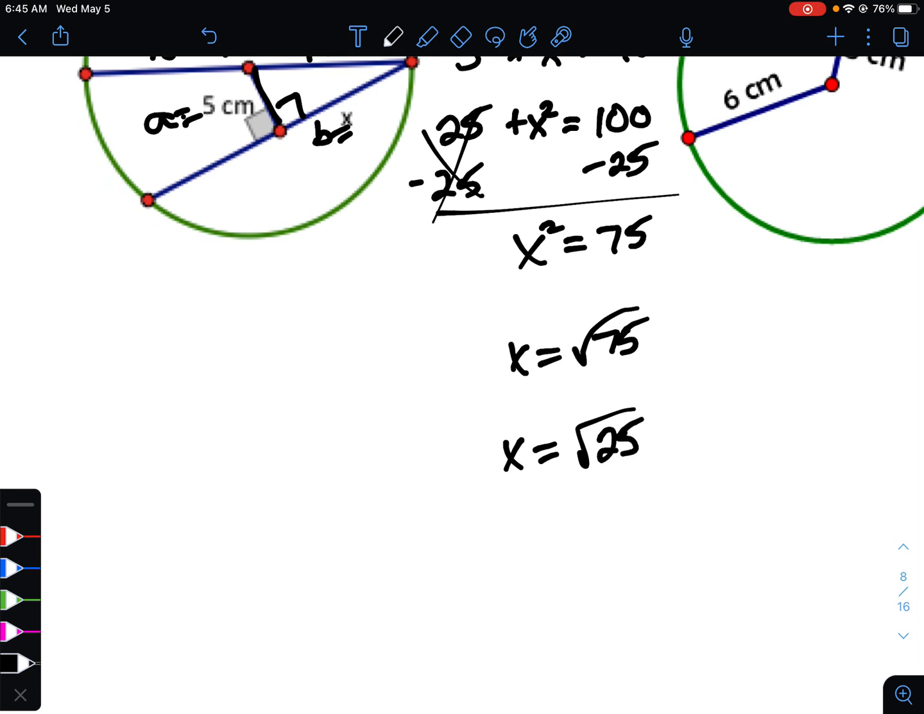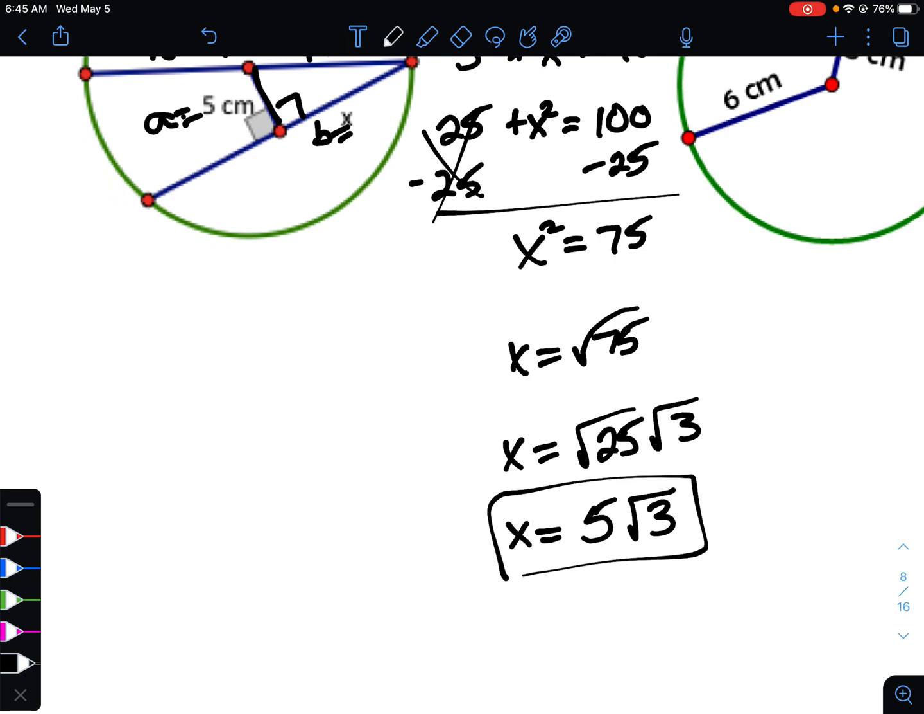Since 75 is divisible by 25, we can rewrite that as the square root of 25 multiplied by the square root of 3. And the square root of 25 is 5 multiplied by that square root of 3. Here would be the exact answer. If you were asked for a decimal approximation, then you would just type that into a calculator, and the square root of 75 is approximately 8.7. So depending on if they wanted you to leave your answer exact or just get a decimal approximation, you could use one of those two answers.